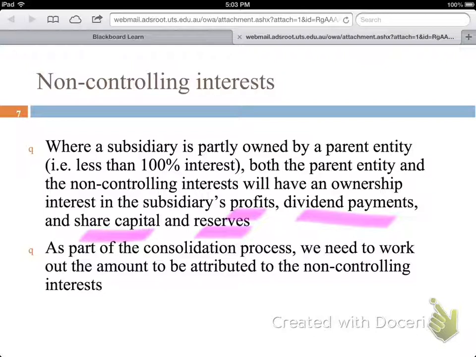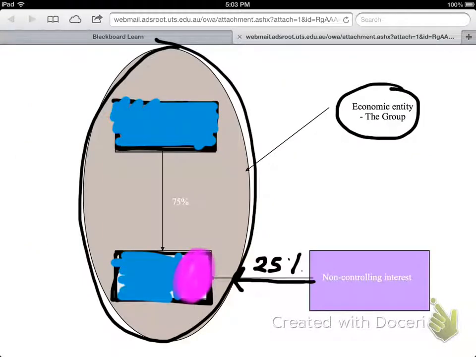As part of the consolidation process, we need to work out the amount attributed to the non-controlling interest. Specifically, if I go on the previous slide, we're trying to work out what's in the purple area. And it's not very hard, especially you'll see in the first few examples. It's pretty straightforward, where you're simply taking, in this example, 25% multiplied by each of the equity accounts that you find in the subsidiary's trial balance at the end of the financial year.